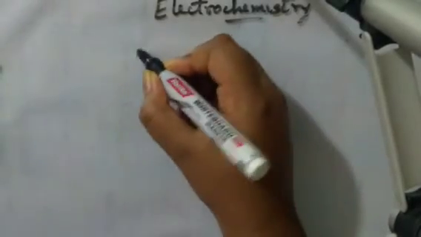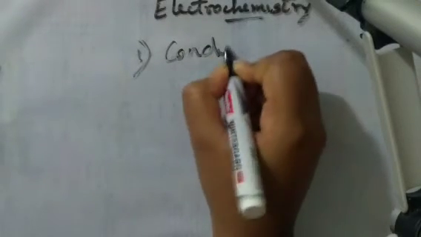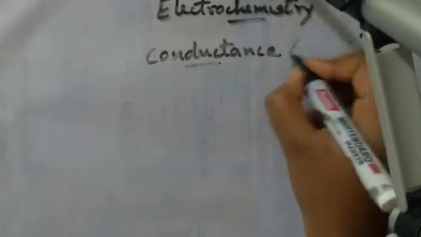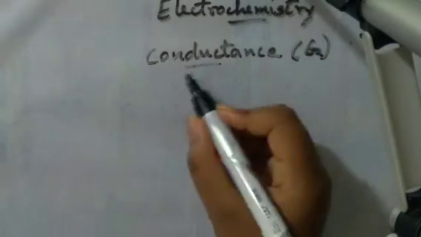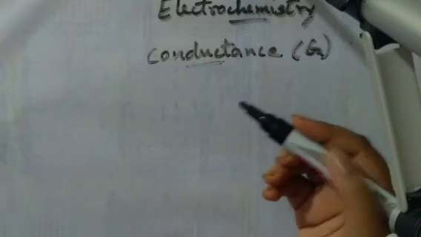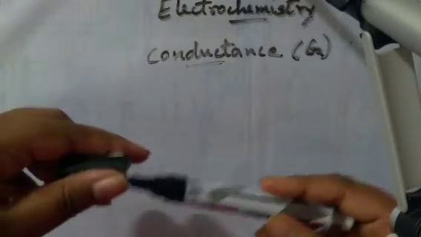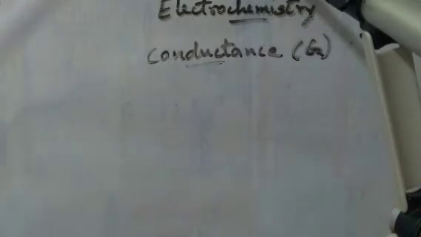Now let us see some important terms in electrochemistry. First we'll study conductance. Conductance is denoted by the letter G. What is conductance? It is the ease with which electricity flows through a solution. So conductance is defined as the ease with which electricity flows through the solution.